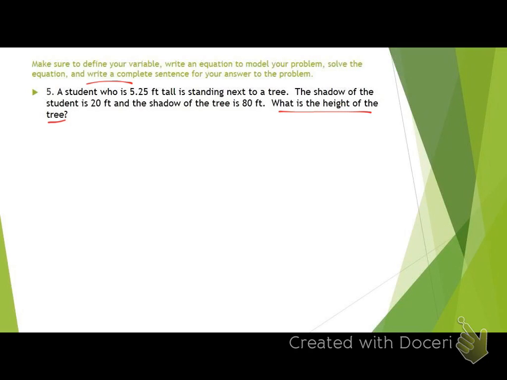Important values. The student is 5.25 feet tall. The shadow of the student is 20 feet. The shadow of the tree is 80 feet. So something that we can do here would be we can compare heights and shadows. Right? We've done that before too. We've compared things. We can do that here too. All right, first of all, what's the height of the tree? That's what we're trying to figure out. Let h be height of the tree if you want to.